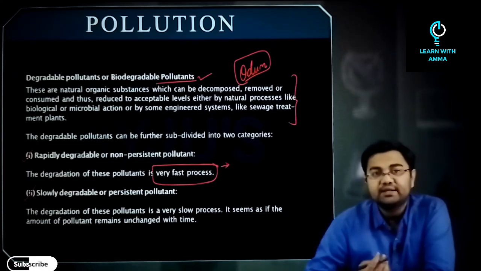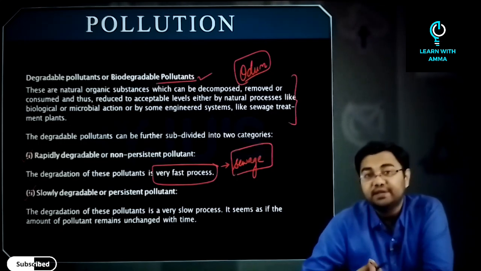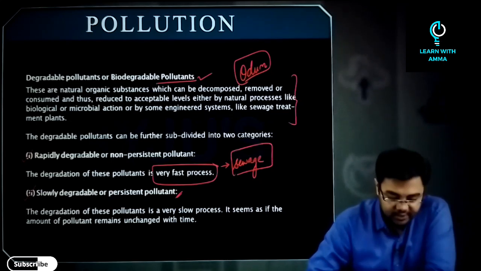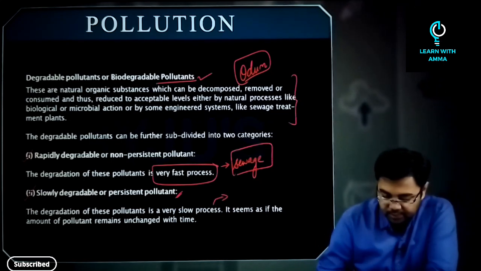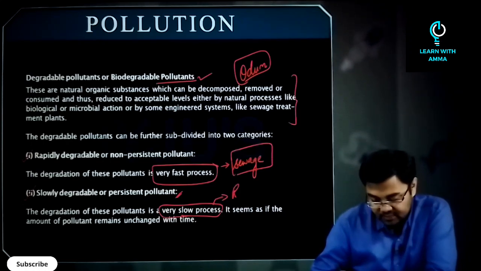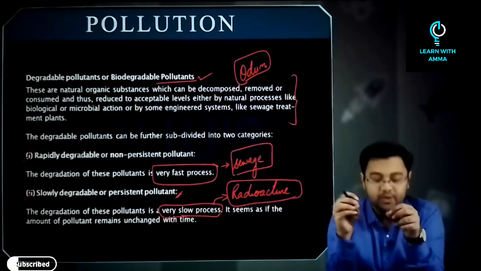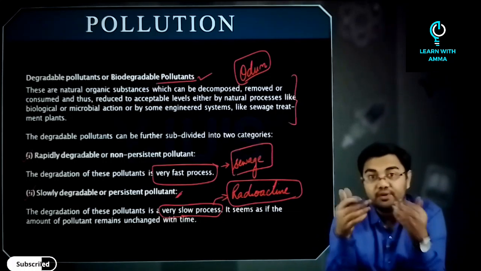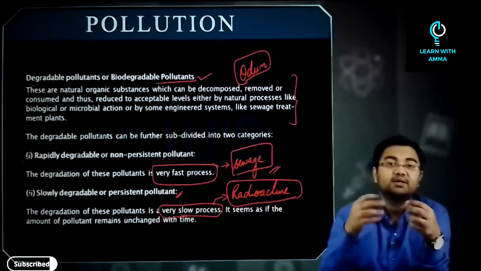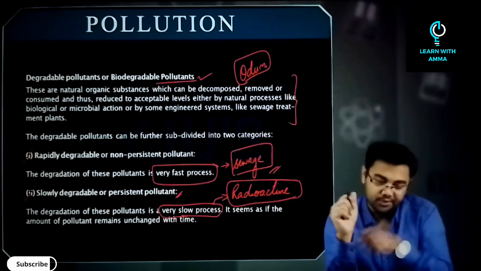If you have to take an example, you can talk about sewage waste, which is very easily degradable. Then slowly degradable or persistent pollutant. In this case, the process is very, very slow. And here you can talk about substances which are radioactive. These kinds of substances would degrade very slowly, although they would degrade over a period of time, but not as easily as something like sewage waste, and would be called slowly degradable or persistent pollutants.